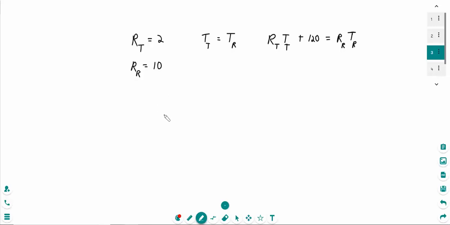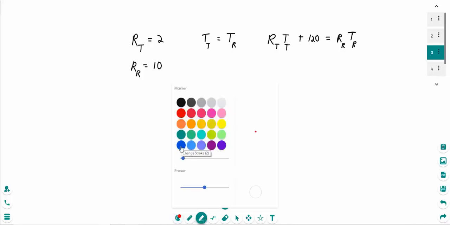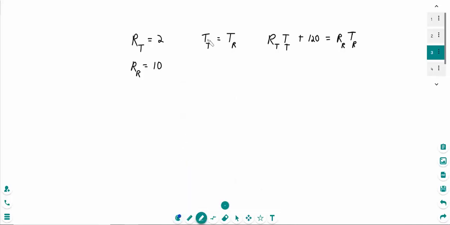All right, so let's see how you did. To begin with, we already know what R sub t is. We already know what R sub R is. We know that T sub t is equal to T sub R, but we don't know what either one of those are. The strategy here would be to find the equation in which we can actually do something. This first one, T sub t equals T sub R, there's nothing we can do there. We can't plug anything into this equation because we don't know what either of these variables are.